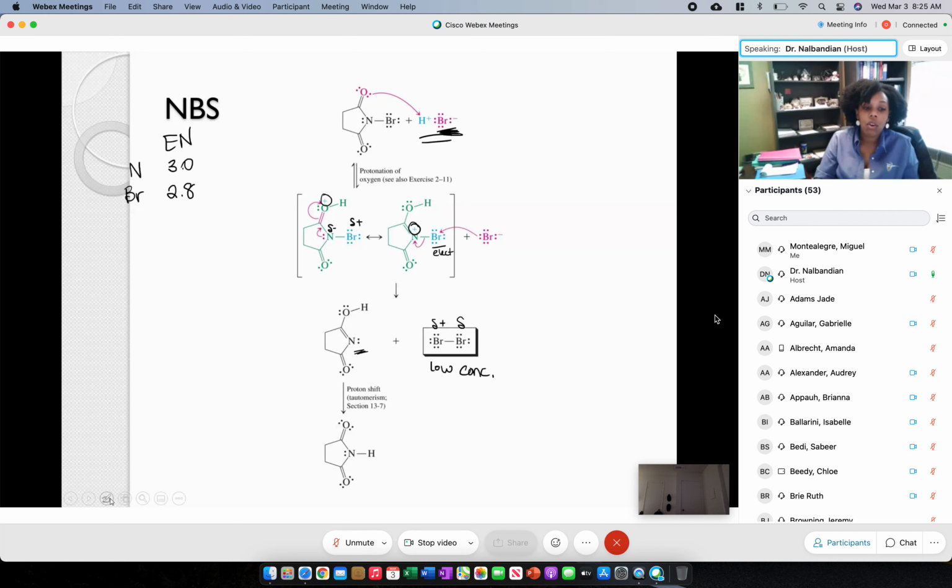But here, we're not doing an ionic reaction. So here, we don't need this to be a polarized bond. We can polarize it, but we don't need it to be because we're going to use this in a radical reaction. So we have a low concentration of bromine used in a radical reaction, so we don't need to polarize that bond, that bromine-bromine bond.